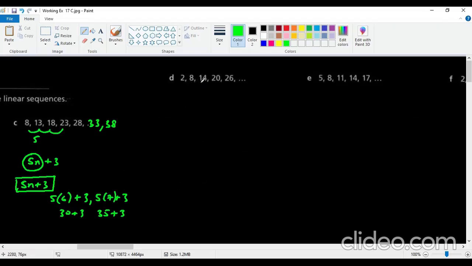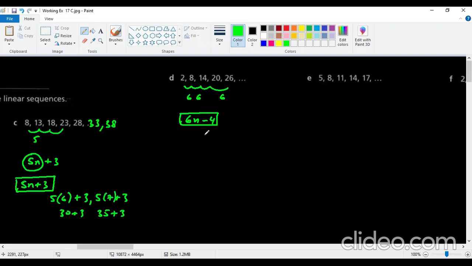As you can see, the difference between these numbers is all 6. 6 is added to 2 to make it 8. 8 plus 6 is 14. 14 plus 6 is 20. And 20 plus 6 is 26. So 6n is the first part. 6 times 1 is 6. And what will this 6 become? 2. What should we do with this 6 to make it a 2? Definitely we are going to subtract 4.